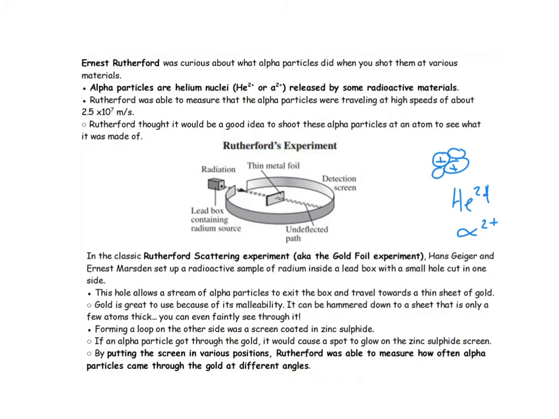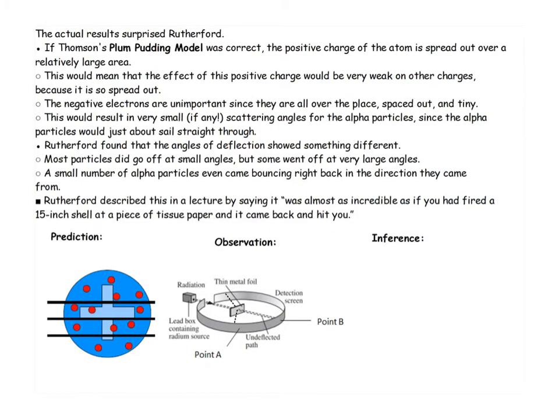But he took these and he shot them at a piece of thin metal gold foil. What he thought was, well, if J.J. Thompson's experiment was correct, the prediction was that most of these charges should go just straight through because that positive framework is so weak. So the prediction was that these particles should go through undeflected. And most of them did. When they looked at the results at the screen, most of the alpha particles did pass straight through that gold foil.